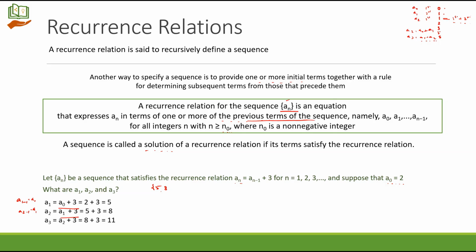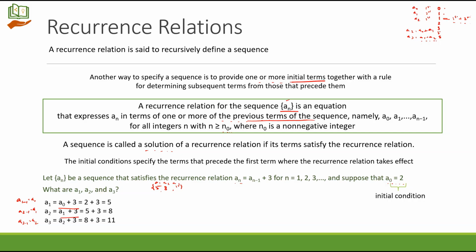What about a3? a3 minus 1 is equal to a2. a2 plus 3 is 8 plus 3, which is equal to 11. So we have 3 terms for a1, a2, a3 here. So this a0 equal to 2 will be called the initial condition. So this is what they have mentioned as initial terms here.